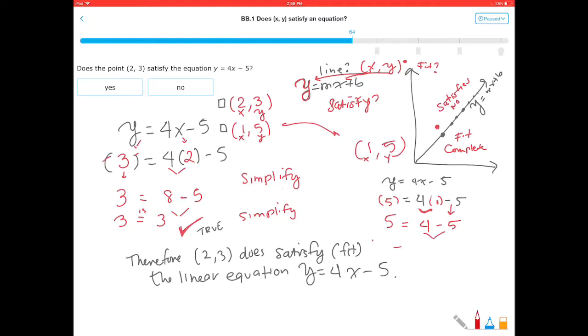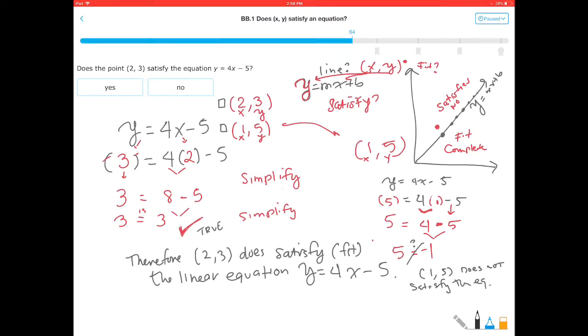Let's simplify some more. 5 equals, what's 4 minus 5? Be careful. Can you take away 5 from 4? No. So what's 5 minus 4? It's 1, negative 1. You have more negatives than you do positives. You overspent. So be careful with your integers. And then here, is it true that 5 equals negative 1? No. So therefore you would say (1, 5) does not satisfy the equation.